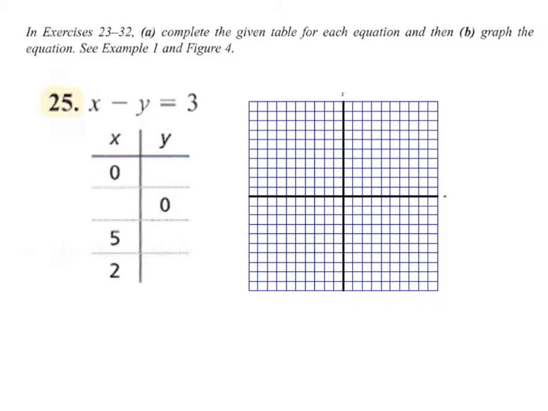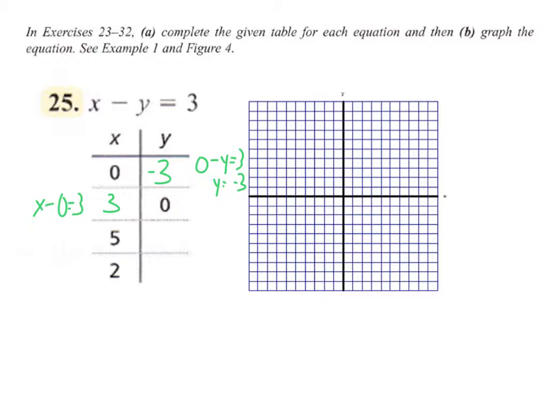Here we've got a table of values for x minus y equals 3. Again, you can see they've given us either an x or a y. We have to find the other value, and then we'll graph the equation. So for the first one, when x is 0, we need to find y. So we get 0 minus y equals 3. So really y is negative 3. When y is 0, we get x minus 0 equals 3. So really x is 3.